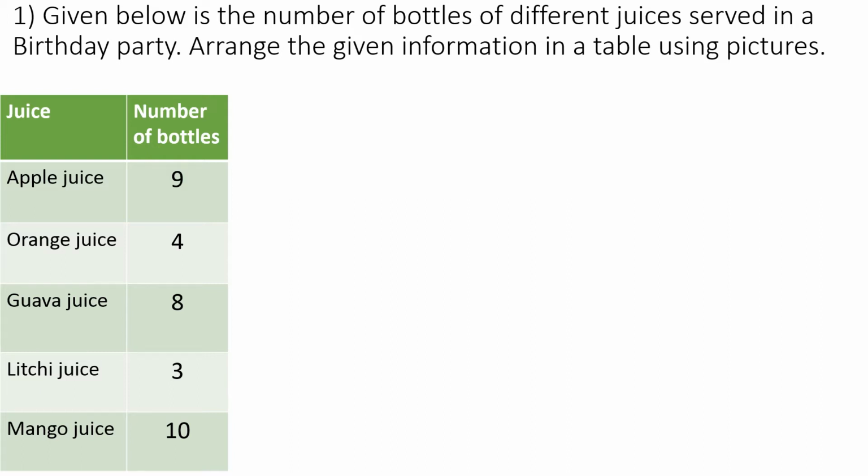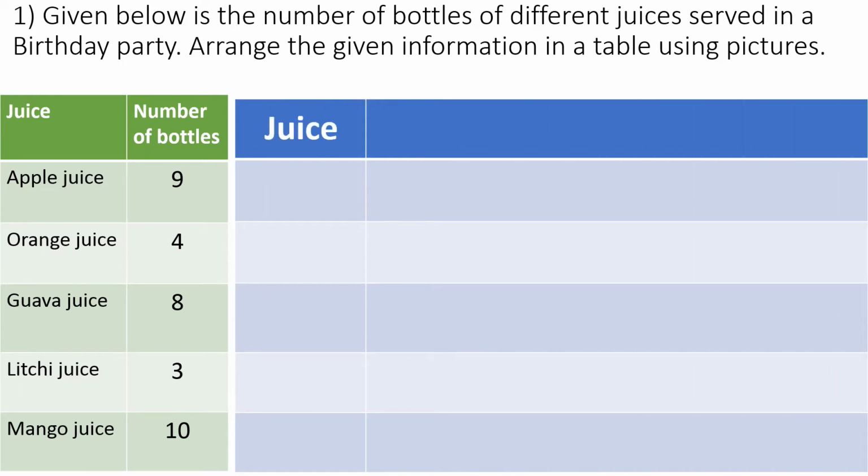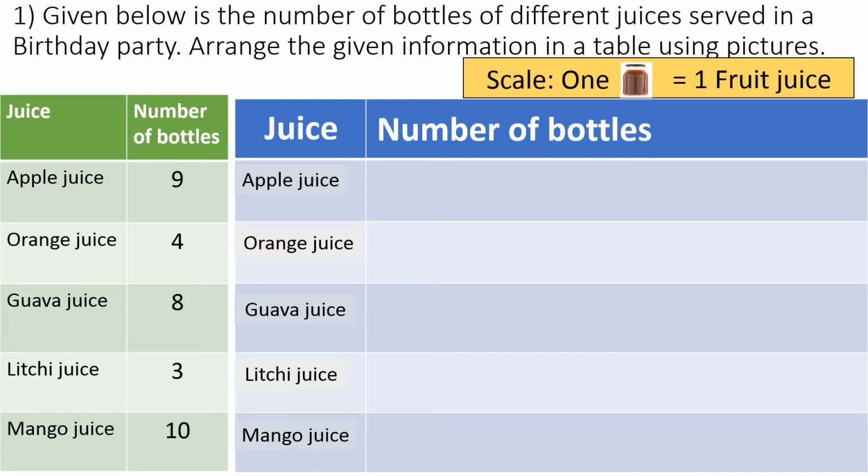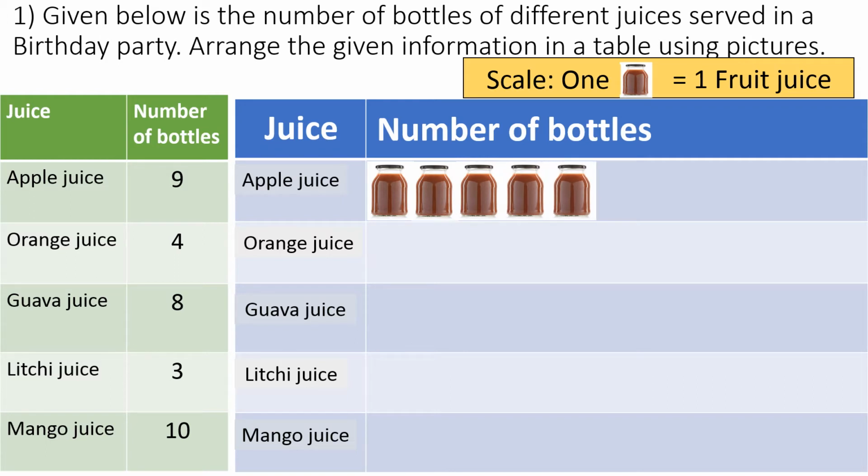First, draw a table with two columns, juice name and number of bottles. Write the name of the juice in 6 rows as per the data. Now, give the scale to the table. Here, one bottle represents one fruit juice. Start drawing the bottles as per the data in the table. See, the number of apple juice bottles are 9. So draw 9 bottles. 1, 2, 3, 4, 5, 6, 7, 8 and 9.